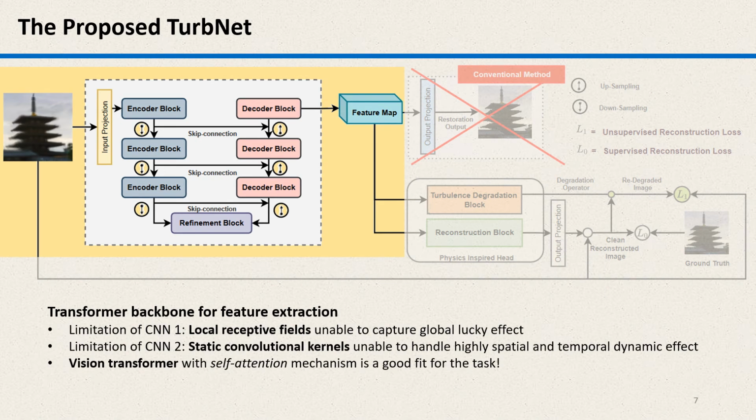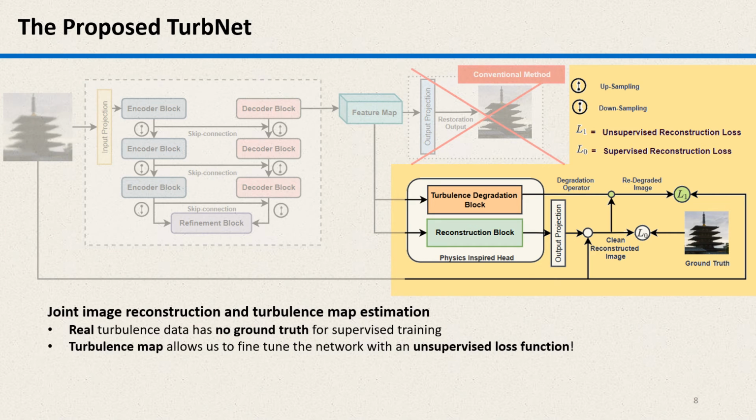We recognize that the conventional CNNs have two shortcomings that make them unideal for turbulence mitigation tasks. Their local receptive fields are unable to capture the global tilt effect. The static convolutional kernels are not designed to handle the highly spatial and temporal dynamic turbulence. We use the transformer-based backbone for feature extraction since it doesn't have the above constraints. After obtaining the image features, we jointly reconstruct a clean image and estimate a turbulence distortion map. By redegrading the restoration output, we form a self-supervision loss to facilitate the unsupervised fine-tuning on real datasets.